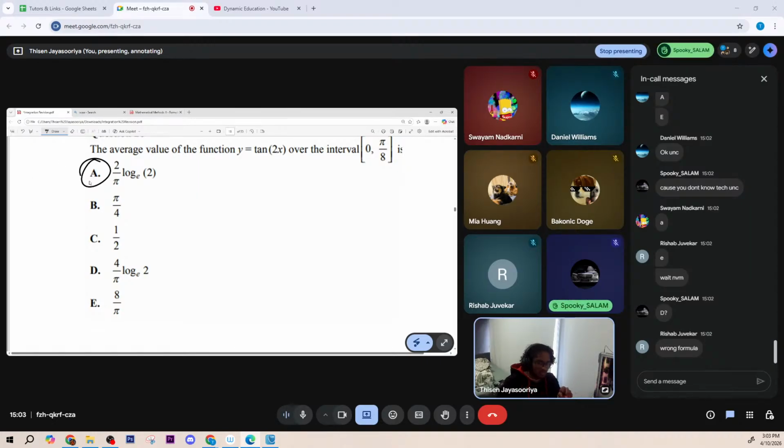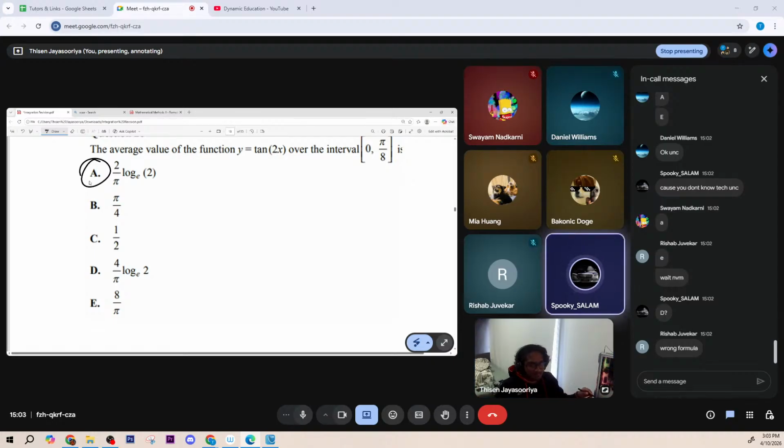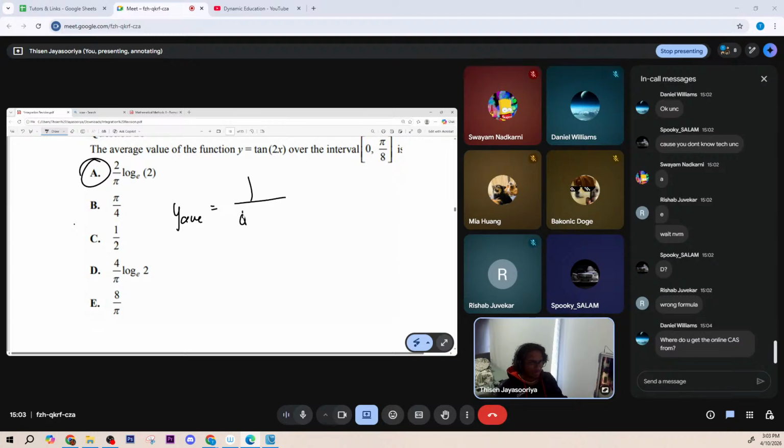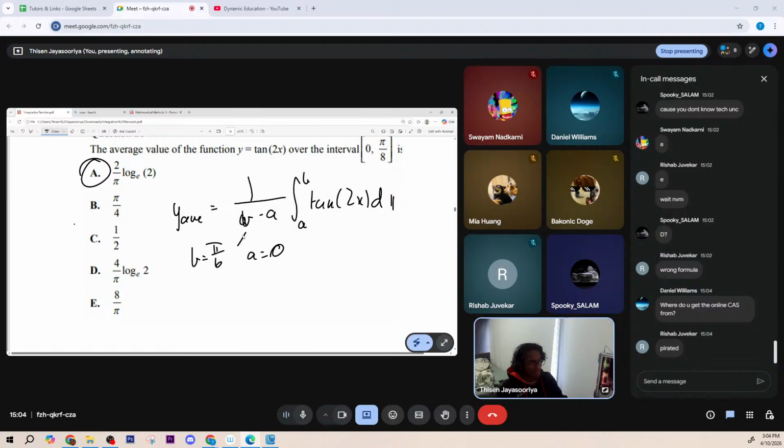What is upsilon? On the CAS, why do you need the stuff that's on the left of the integral sign? The left, that's how we find the average value. So the average value formula is, y average is equal to 1 over b take away a, the integral from a to b, tan of 2x dx, right? B must be equal to pi over 8, a is equal to 0. So that's how we get the stuff on the left.